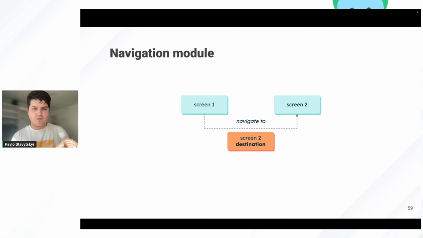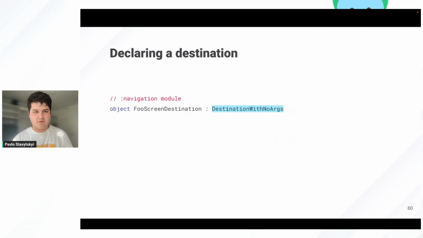So in screen one, when I use this destination for navigation to a completely different module, instead of giving a direct reference to that screen or to that generated entry, I can just use the destination and give it to the navigation controller. Under the hood, it will figure out where to get the instance of the fragment or of a screen from another module.